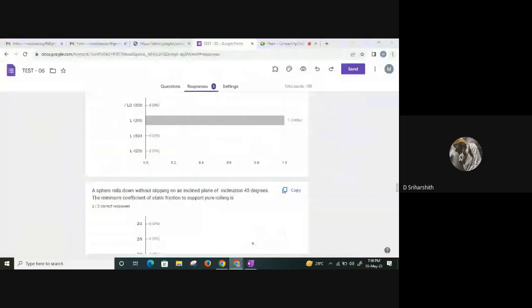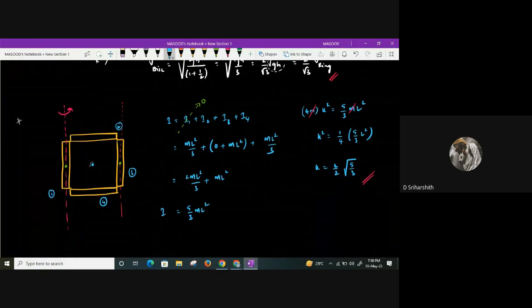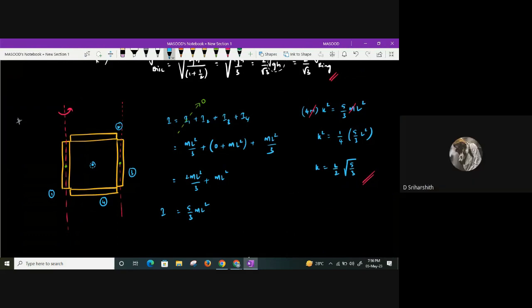Clear? Sir, if we use the perpendicular axis theorem, can't we write it in the plane? What perpendicular axis theorem? For a rod, if we take it in the plane and pass it through the center. Yes, sir.